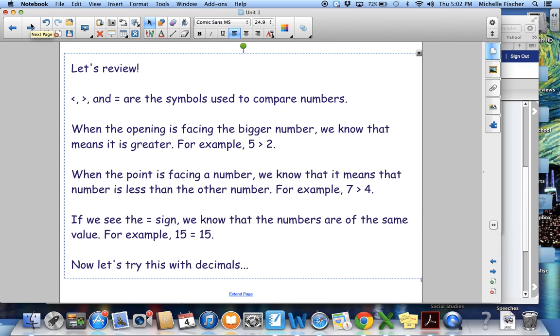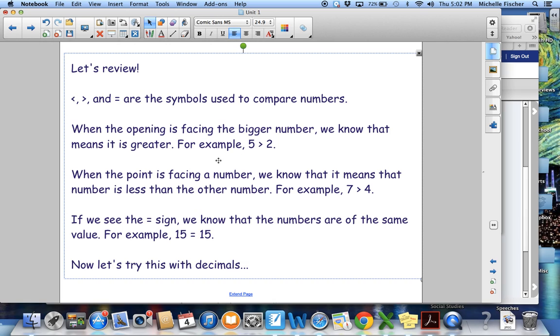So let's start with that review. Here are the symbols right here that we're going to be using to compare numbers. We have our greater than, less than, and equal to. When the opening is facing the bigger number, we know that that means it is greater. So maybe in first grade, even up to third grade, you might have talked about when the shark has its mouth open and the shark eats that bigger number.